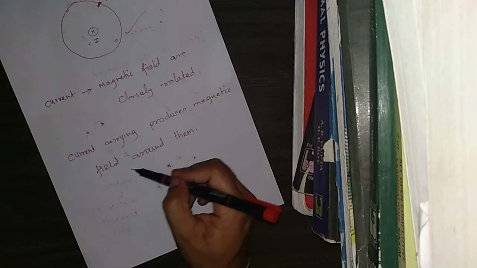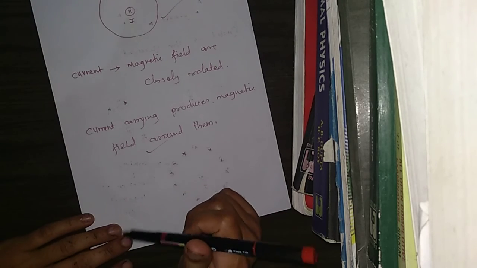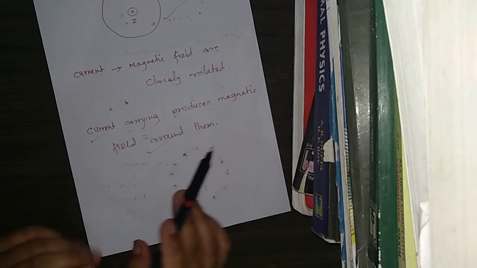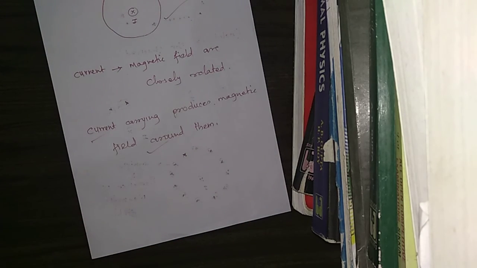So this is the introductory discussion of the topic which we are going to discuss. In this particular topic, that is current and magnetic field, we will see how a magnetic field is produced by the current.